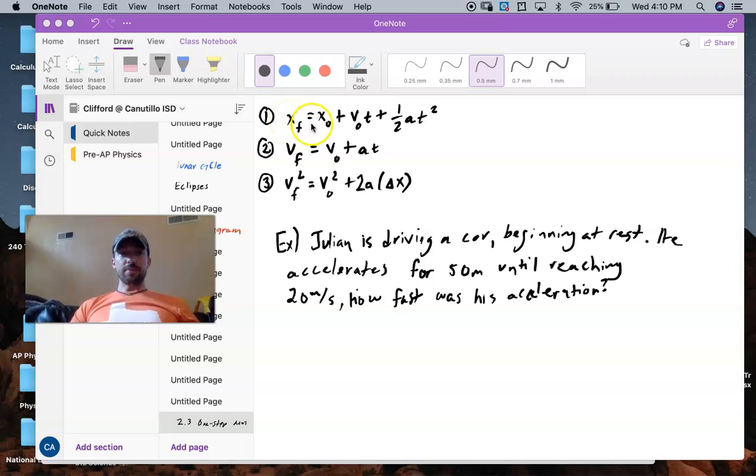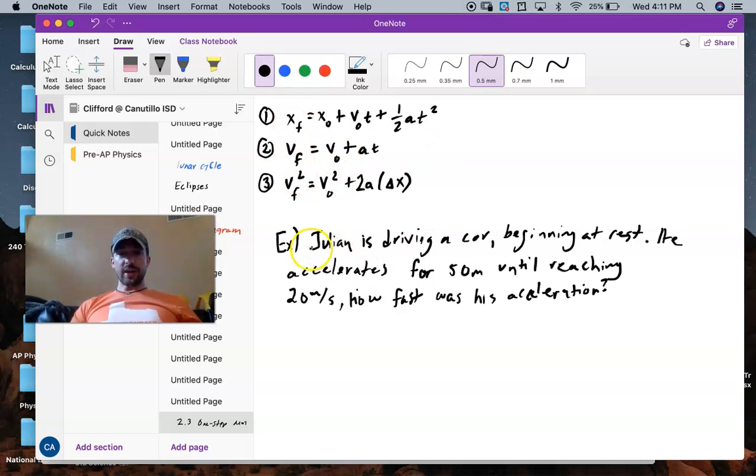So here are your three formulas that we're going to be using. So this stands for final position equals initial position plus initial velocity times time plus a half AT squared, right? This one is VF squared. So we get this is VF squared and this is V naught squared. Okay, I know that 2 is kind of hard to see there.